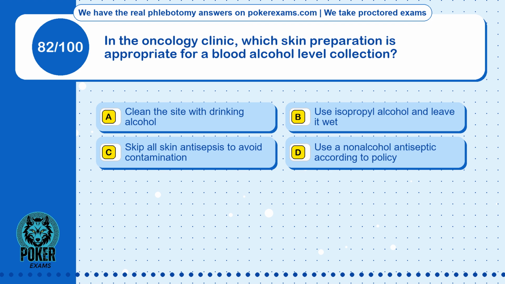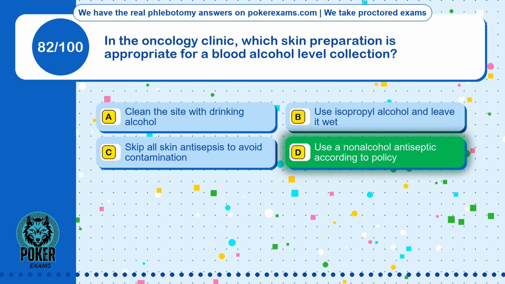Question 82. In the oncology clinic, which skin preparation is appropriate for a blood alcohol level collection? Option A. Clean the site with drinking alcohol. Option B. Use isopropyl alcohol and leave it wet. Option C. Skip all skin antisepsis to avoid contamination. Option D. Use a non-alcohol antiseptic according to policy.